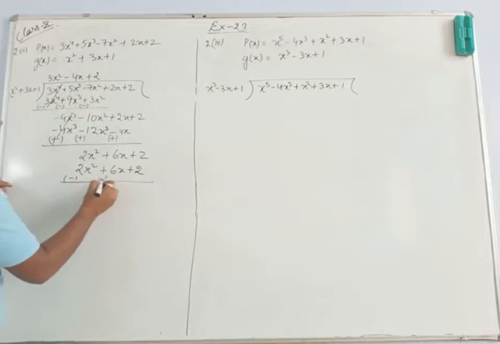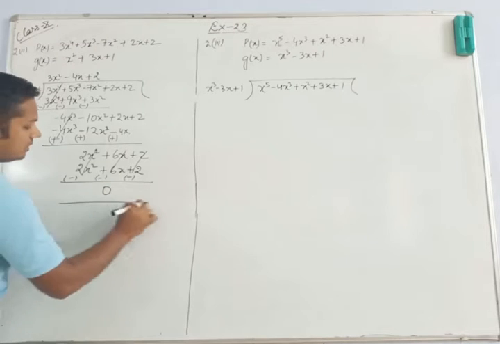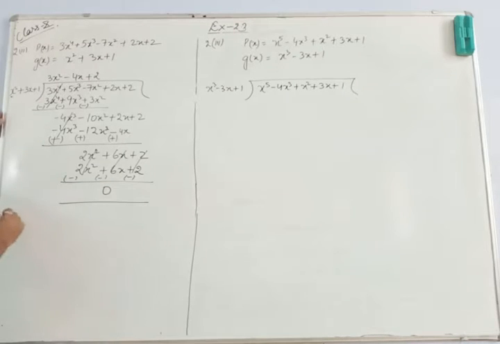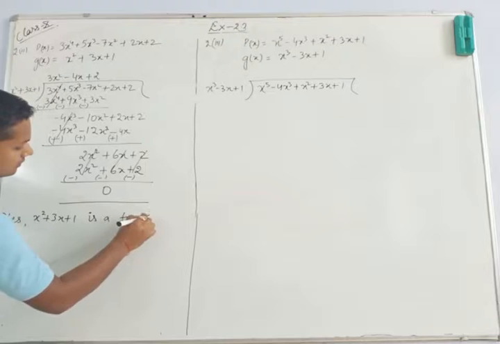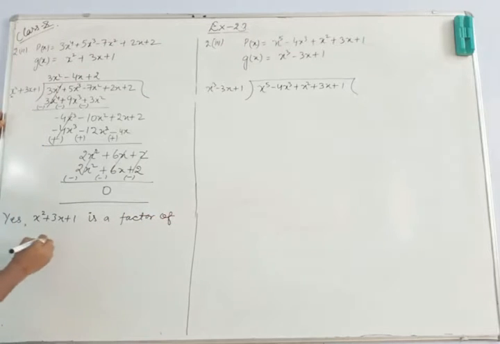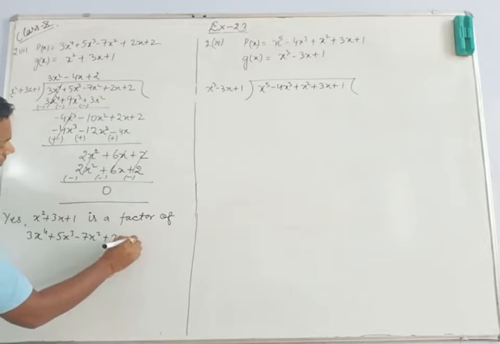Now it will become negative, it will also become negative, and it will also become negative. Now these three terms are positive, these three are negative. So one by one they will get cancelled out. Now you will be getting a remainder as 0. So you can say that yes, x square plus 3x plus 1 is a factor of 3x raised to the power 4 plus 5x cube minus 7x square plus 2x plus 2.